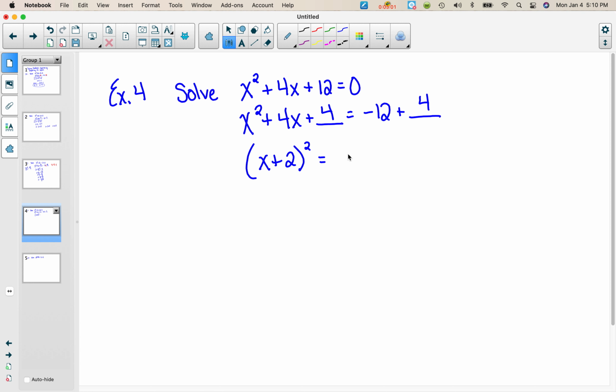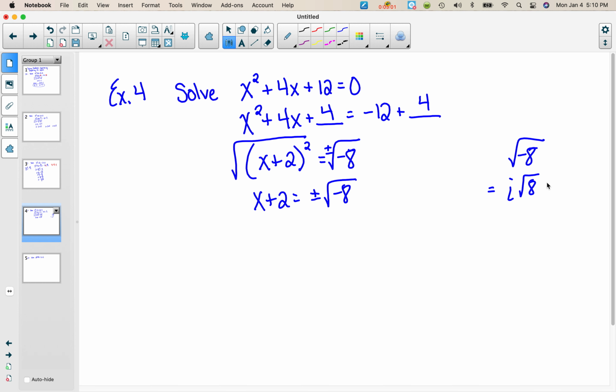So negative 12 plus 4 is negative 8. Square root both sides. Don't forget plus or minus. So we get x plus 2 equals plus or minus the square root of negative 8. Well, remember when we have the square root of a negative, I'm going to come over here to the side. We know this is going to be i root 8, because the square root of negative 1 is equal to i.